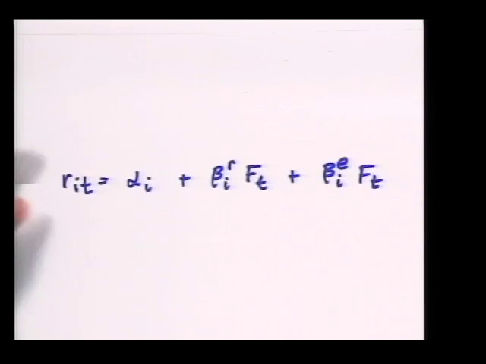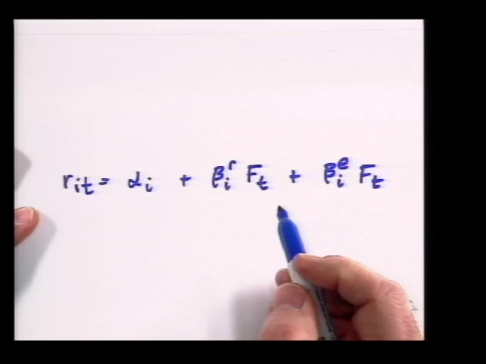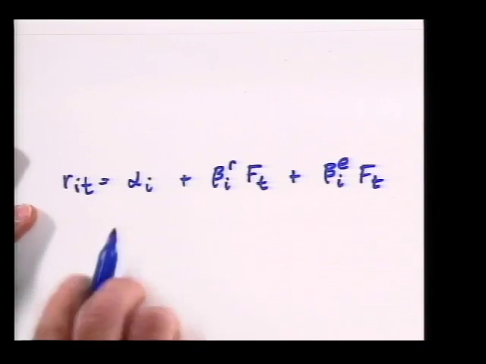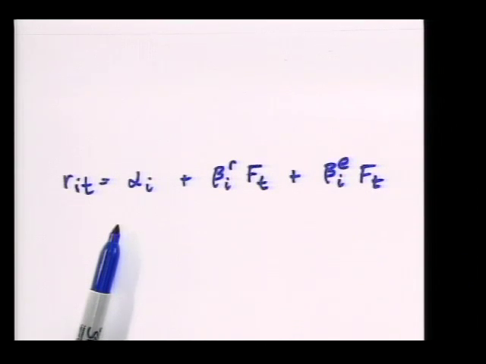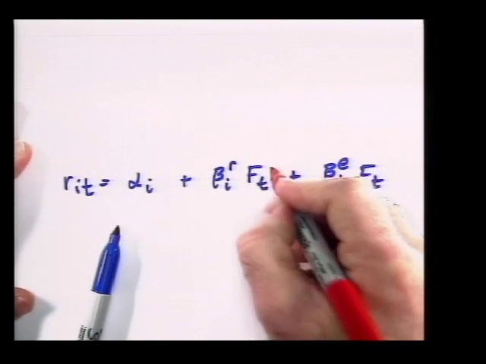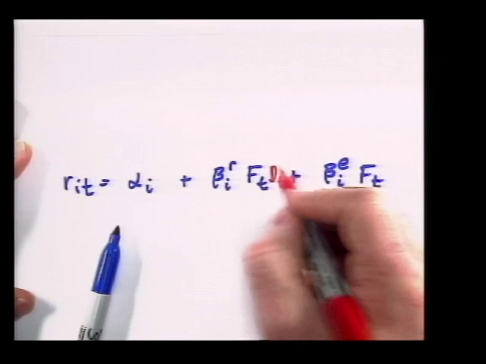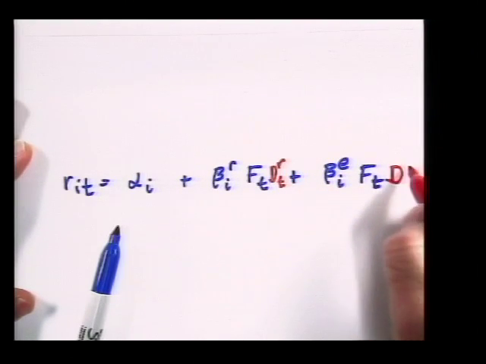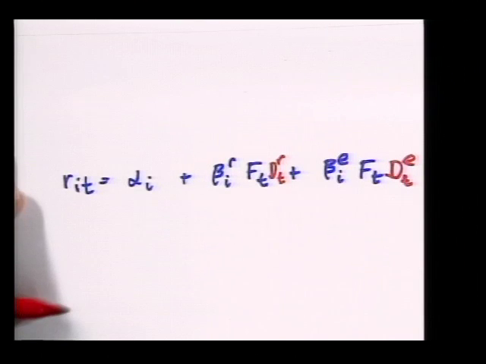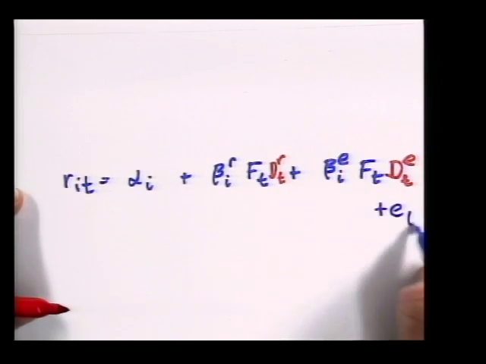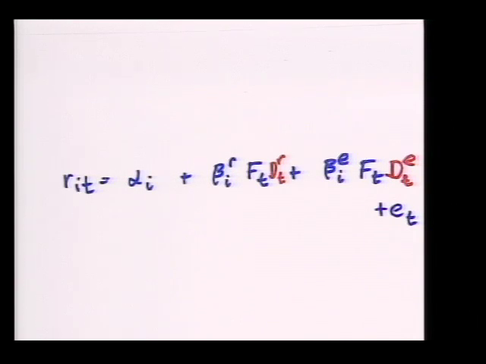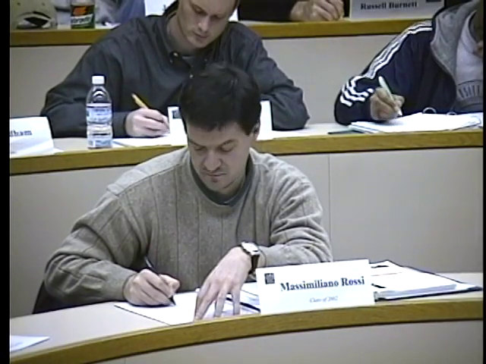It seems like the same variable, right? But what I'm going to do is the following. I'm going to create a dummy variable, D_R, that's going to come on for recession, and another dummy variable, D_E, that's going to come on for expansion. There's also an error here. And it's very similar to the model that I just wrote up here.